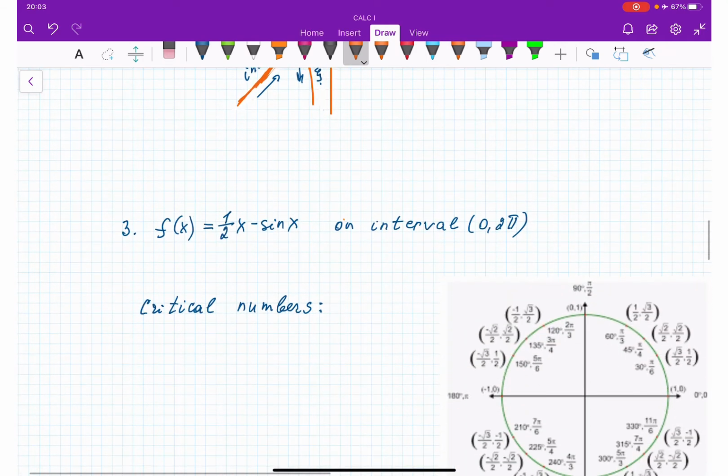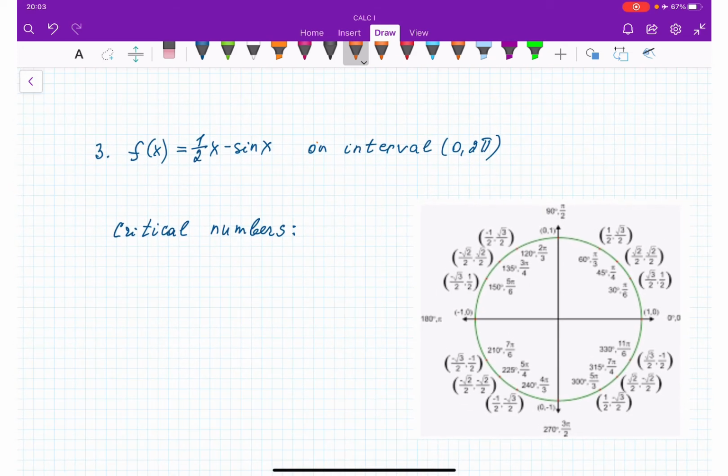So let's continue. We are continuing our first derivative test to identify on which interval the graph is increasing, decreasing, and where we have critical points. So here, in the case of 1/2 x minus sine x, we have a limitation. We need to identify increase, decrease, critical values on interval between 0 and 2 pi. So let's see. First of all, we have to take the derivative.